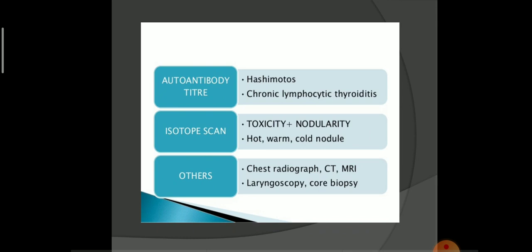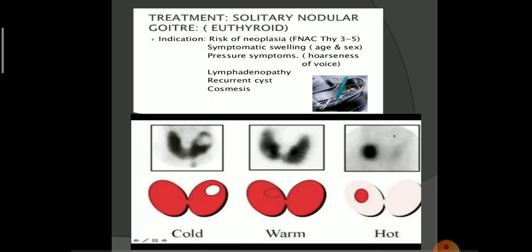Others include just X-ray, CT scan and MRI. We'll discuss the nodules. There are three types of nodules: cold, warm and hot nodules in scintigraphy. So what are hot nodules?